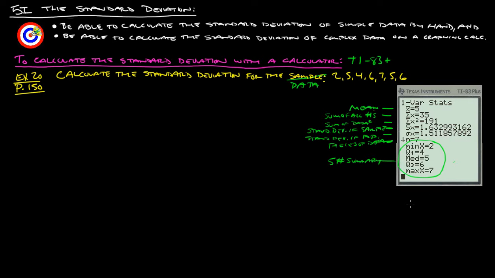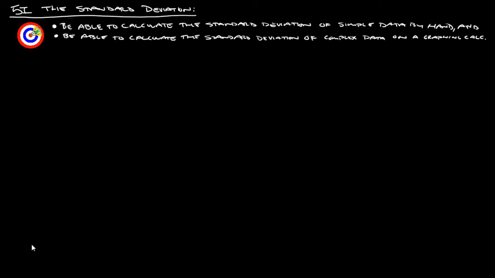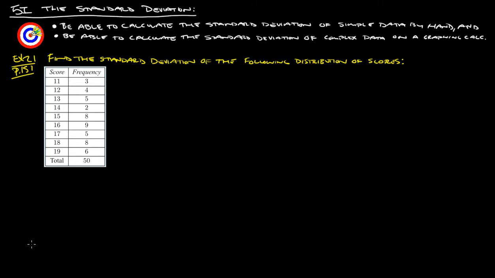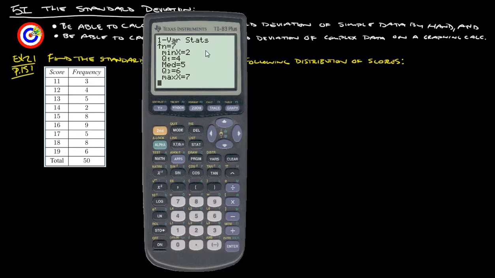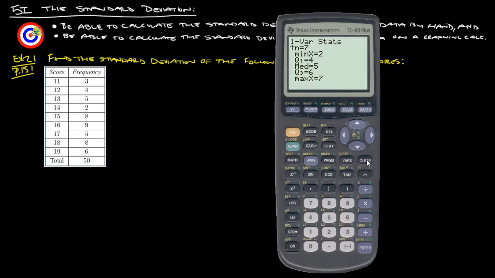And it'll work on the Casios too. I'm not exactly sure how, but you can do it on that as well. Okay, so that's how you do it with a calculator. So let's use that on some more challenging problems, shall we? Okay, so find the standard deviation of the following distribution of scores. So very similar to what we just did. And again, I'm going to show you how to do all this by calculator.